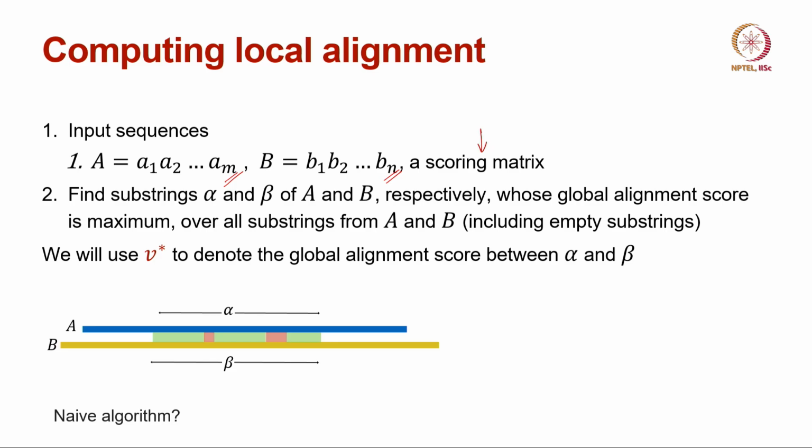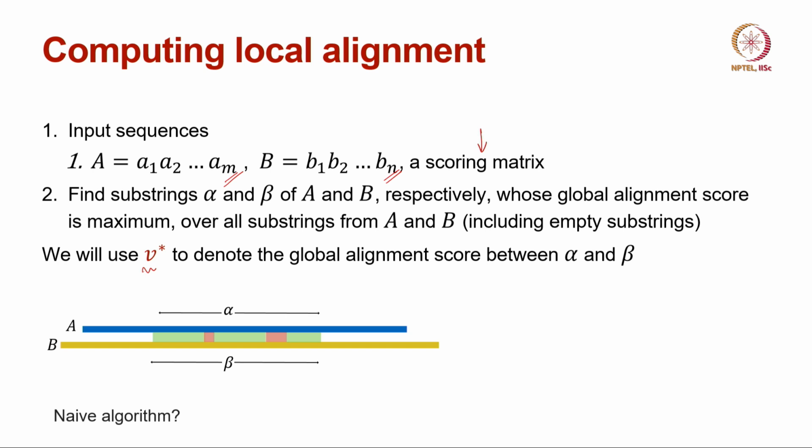So, these alpha and beta should give you a very high alignment score if you align these two alpha and beta strings, and you are welcome to choose any substring from A and any substring from B. So, this optimization has to select appropriate alpha and appropriate beta from both strings A and B respectively. So, once that is done, let us use V star to denote the global alignment score between the selected substrings alpha and beta.